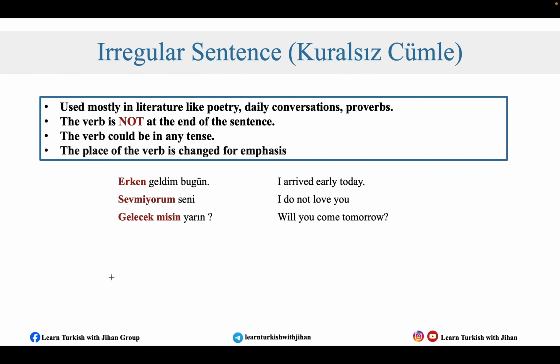In the irregular sentence, the verb doesn't come at the end of the sentence like the one that we took before. The verb could be in any tense, same as the regular sentence: past, present, continuous, and future. The place of the verb is changed. Why? For emphasis. Why do I change the location of the verb? To emphasize. Let's see the examples.